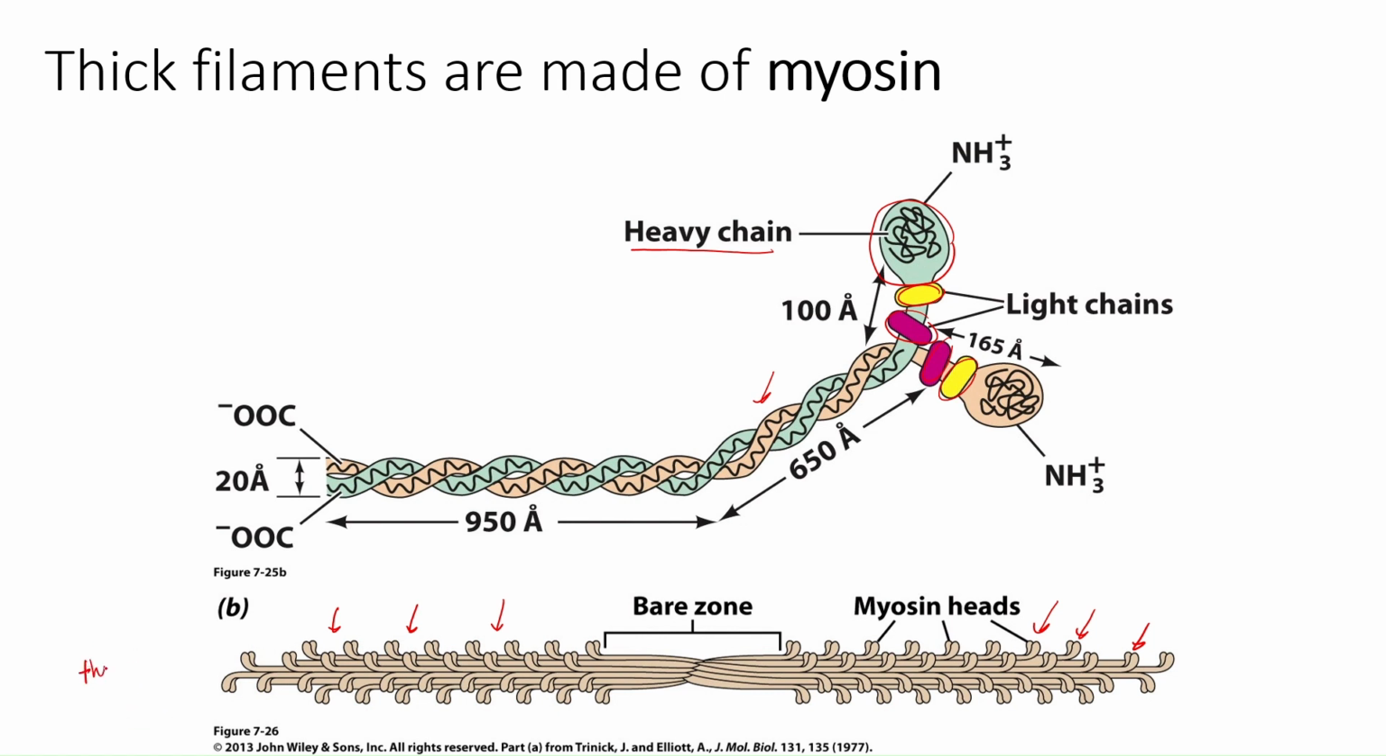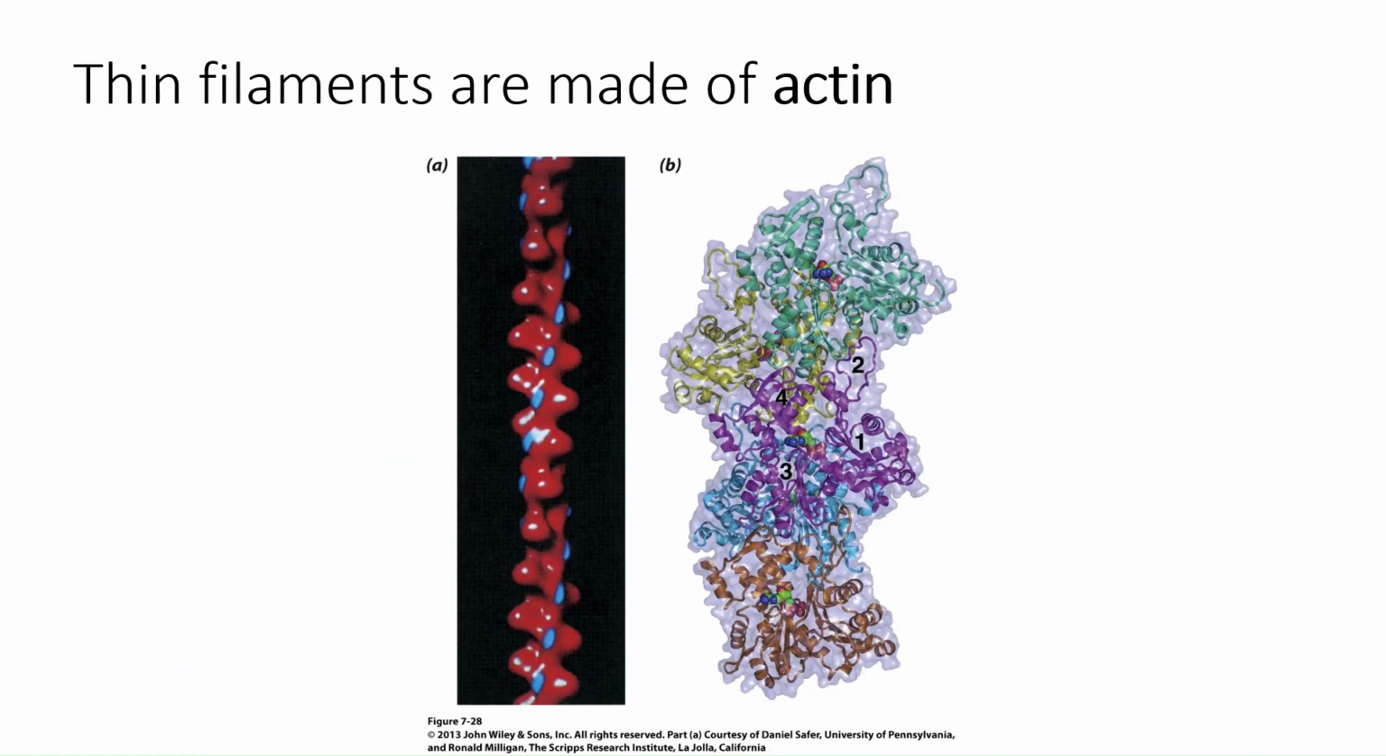And so we have all of these alpha helices that are wound around each other, and we have these heads that are kind of sticking out from there. And then we'll see what the heads are doing in a moment. But before we get there, let's talk a little bit about the thin filaments.